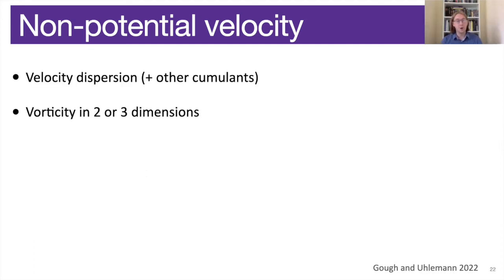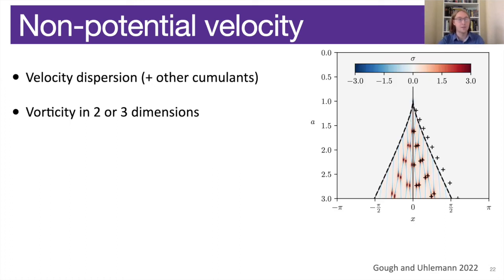What does it mean to have a non-potential velocity? Well, in our one-dimensional case, this means that we have a non-trivial velocity dispersion, where multiple fluid streams differ from the average velocity in the central region. But if you were using a wave function model in 2 or 3 dimensions, you would see that these sites of zero density correspond to vorticity in the wave function.